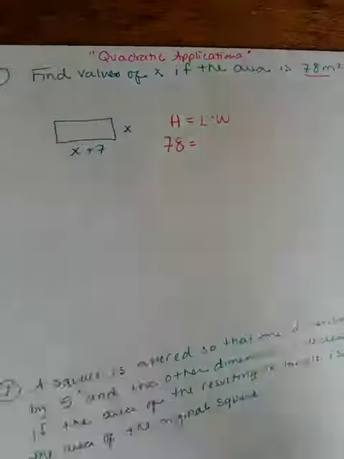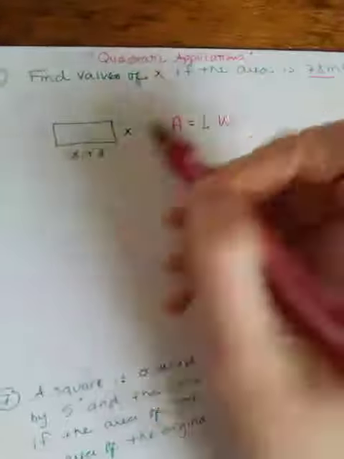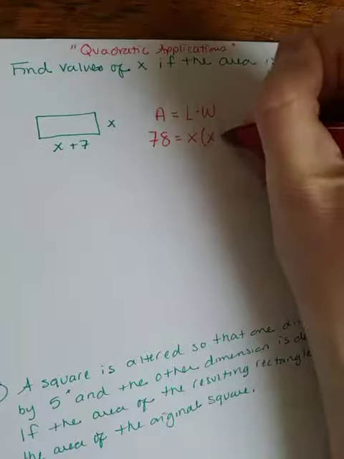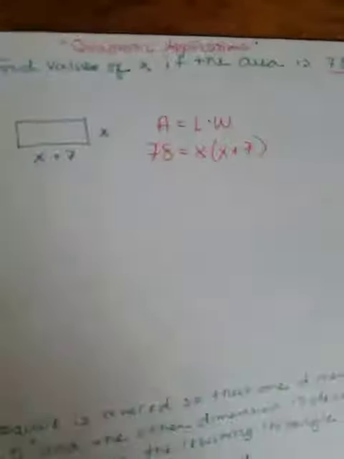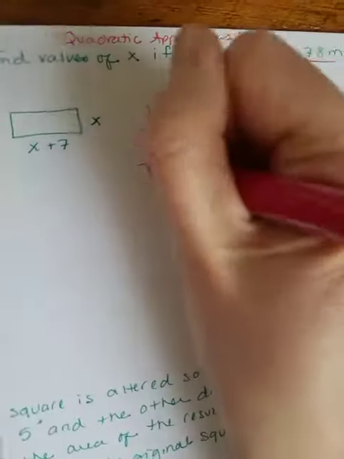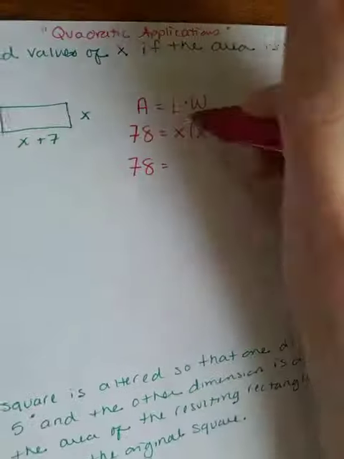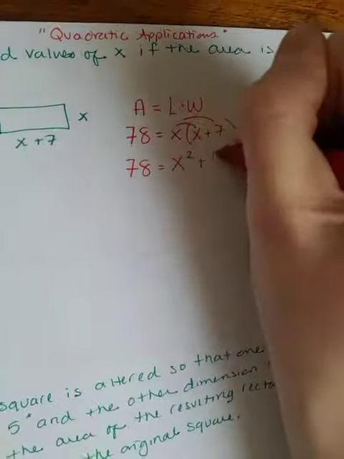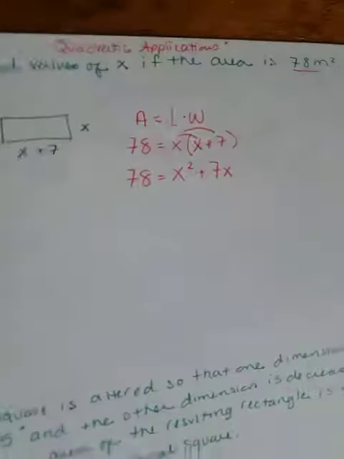Doesn't matter really which one you call the length and the width. I know one of my dimensions is x, and then I have to multiply by the other dimension, x plus 7. And so after all that we've done so far in this unit, you're going to distribute the x to get x squared plus 7x.